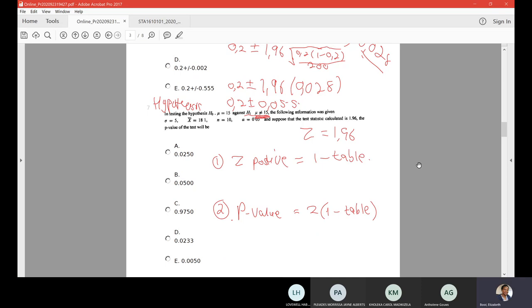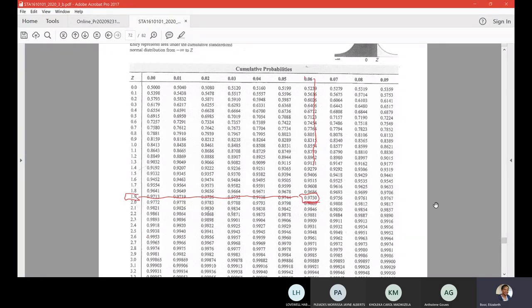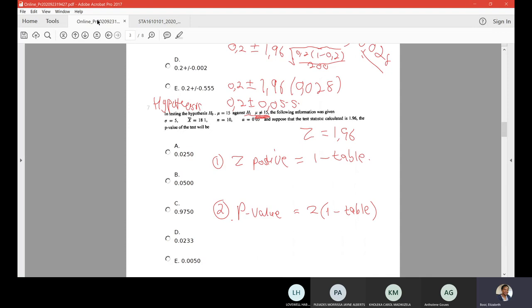So we know that Z is 1.96. We go to the Z table, we find 1.96 there, and the value there is 0.9750. So we'll say 1 minus 0.9750, which gives us 0.0250. We're going to say 2 times, because that is 1 minus the value we find on the table, which is 0.0250. And this gives us 0.05, which is option number B.